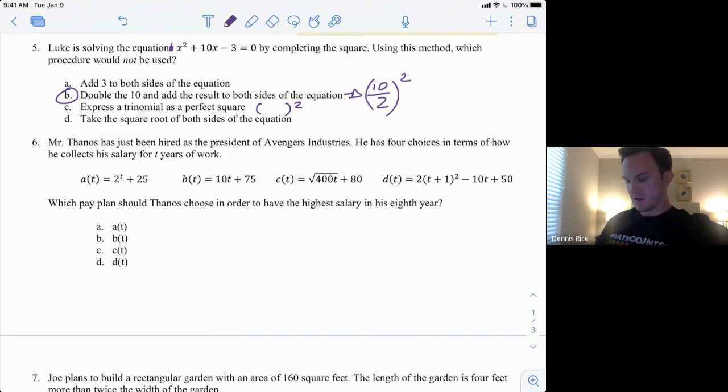Which one has the highest salary in year 8? Not total, but highest salary just in year 8. I'm assuming this is in thousands of dollars or something. Could use some common sense here. We have exponential, linear, square root, or quadratic. Which one had the highest salary in year 8?